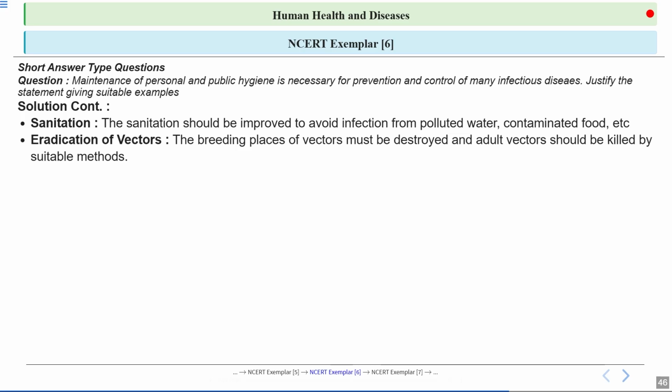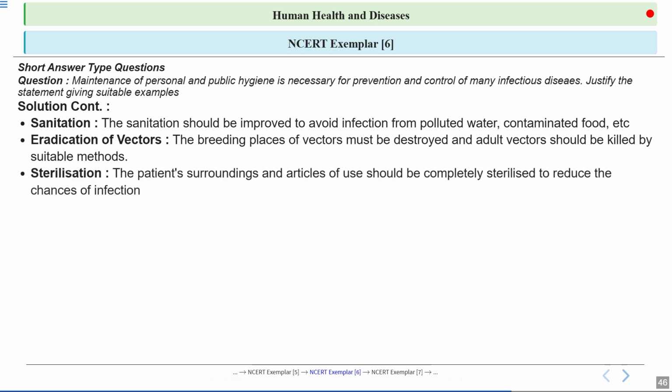Okay. Now let's talk about the eradication of the vectors. Vectors are basically mosquitoes and flies that can spread diseases. So by destroying their breeding grounds and using methods to kill adult vectors, we can stop diseases like malaria and dengue from spreading.